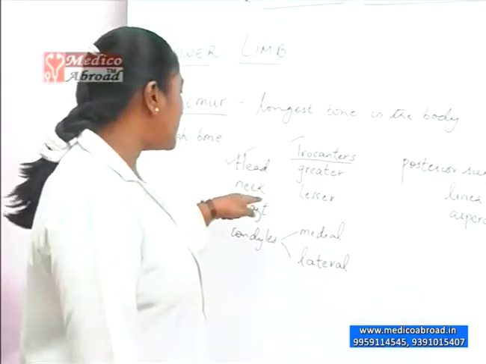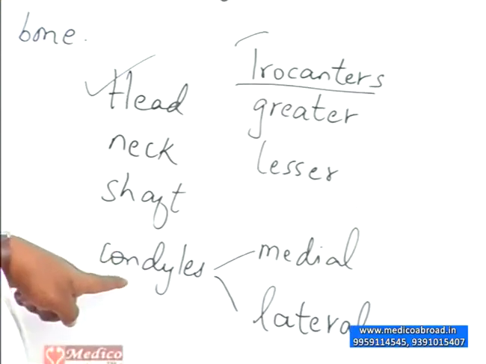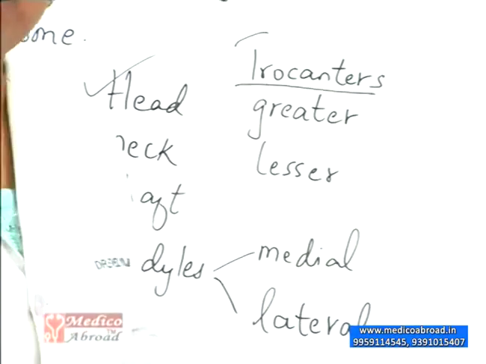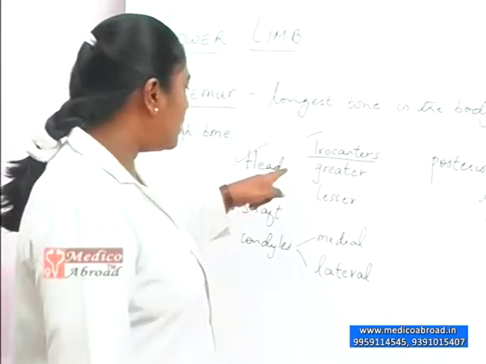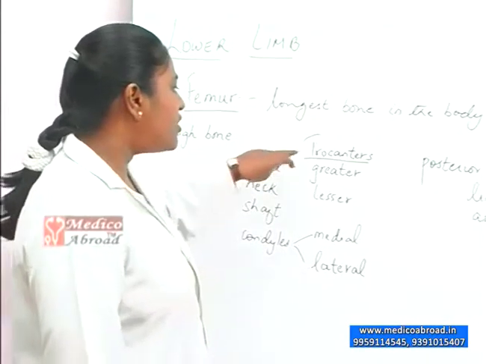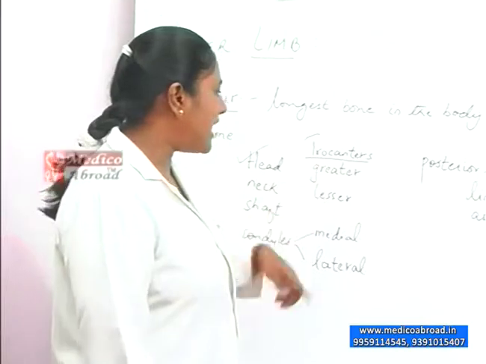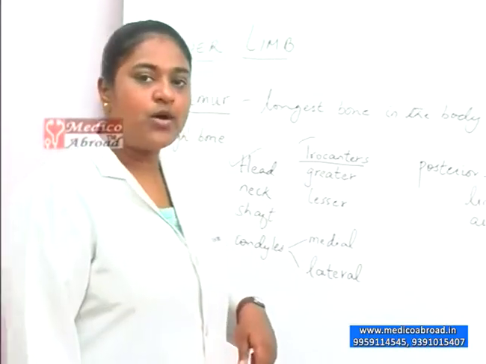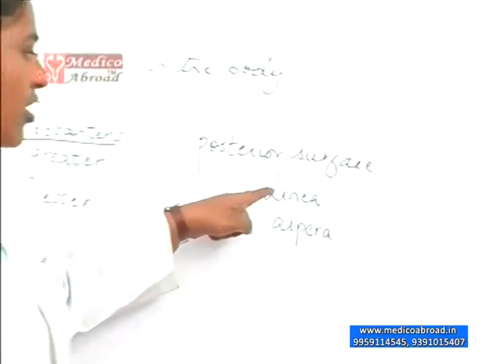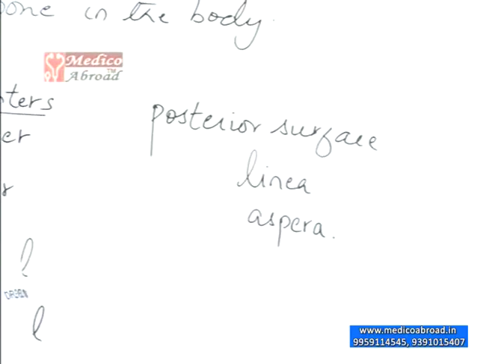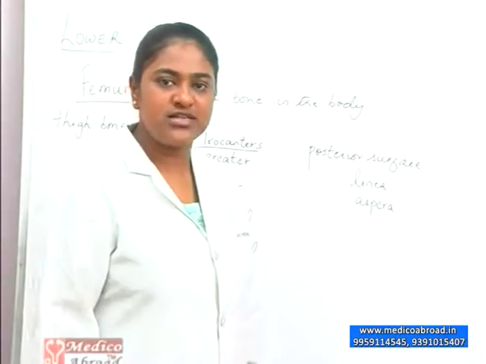Now followed by the head there is a neck which continues down as the shaft. The lower end of the femur has two condyles, a medial and a lateral condyle. Just after the neck you have two trochanters, which are bony prominences, a greater trochanter and a lesser trochanter. On the posterior surface of the femur there is an important line called the linea aspera, which we will come across during the attachment of various structures.